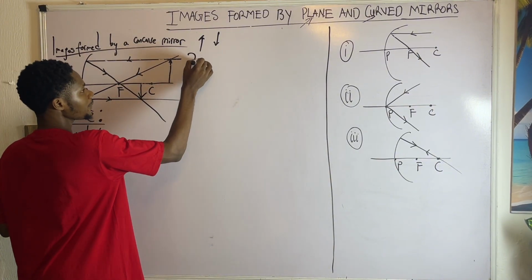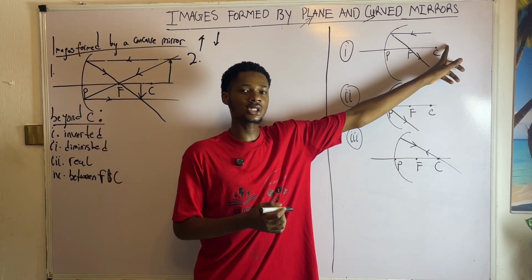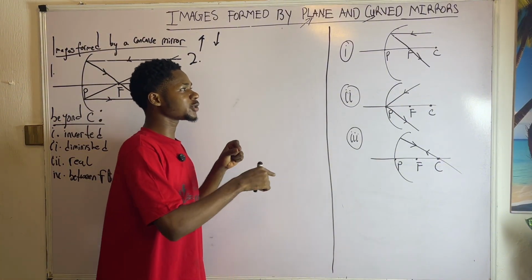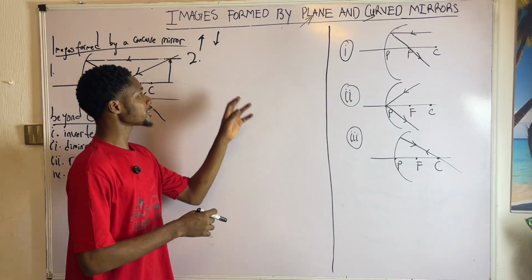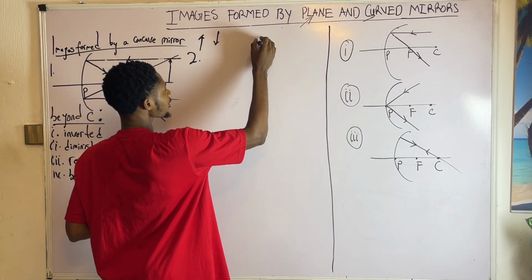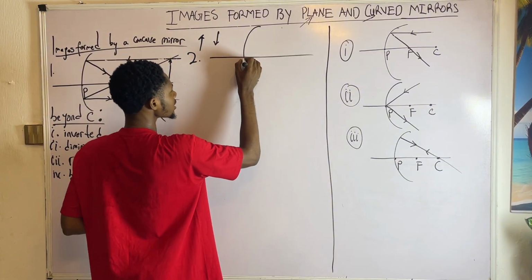So the next one here is what now? Like I said, we're going to move the object after placing it beyond C. This time we're placing it at C. So when the object is placed at C, what will be the properties of the image? What we're going to do, we're still going to draw the same concave mirror, like this. This is the principal axis.